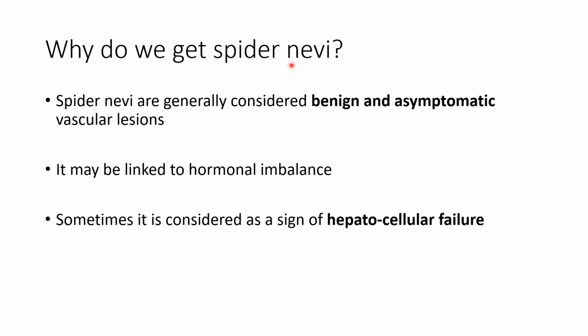So why do we get spider nevi? Remember, spider nevi are generally considered benign and asymptomatic vascular lesions. It may be linked to hormonal imbalance, or sometimes it is considered a sign of hepatocellular failure. So the appearance of spider nevi can be benign, or it can indicate a final stage of hepatocyte failure.